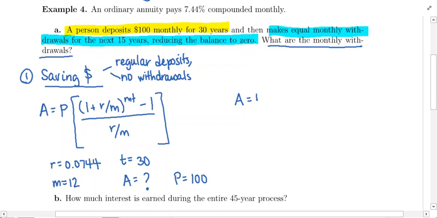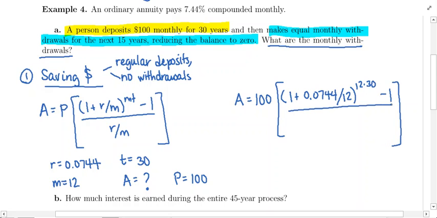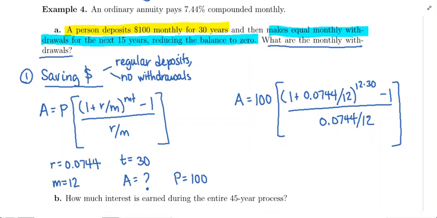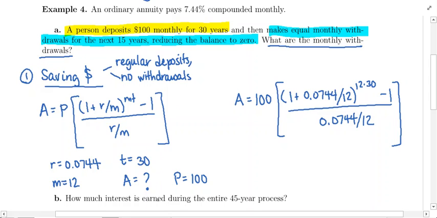I'm going to put in 100 times 1 plus 0.0744 divided by 12 raised to the 12 times 30 power. Outside of the exponent, you need to subtract 1 and then divide by r over m. That's how you would set this one up. Then we're just going to go over to our calculator and punch this in. This formula, we've worked with it a few times before.